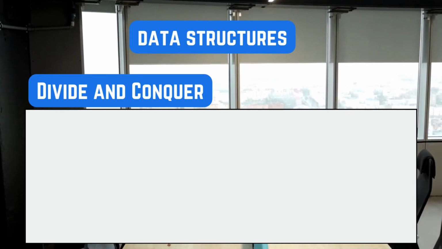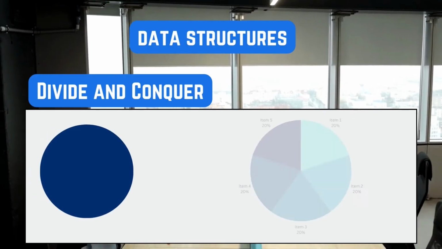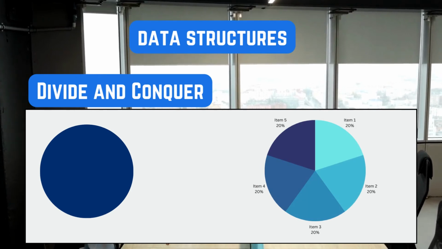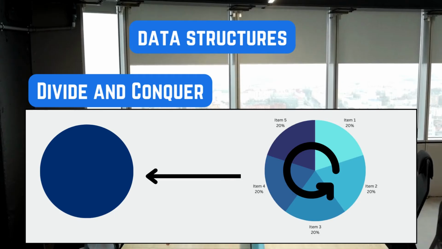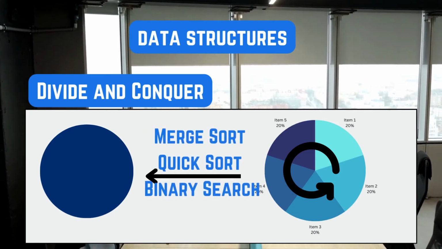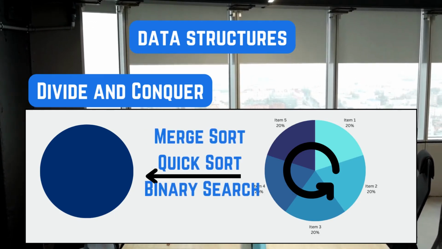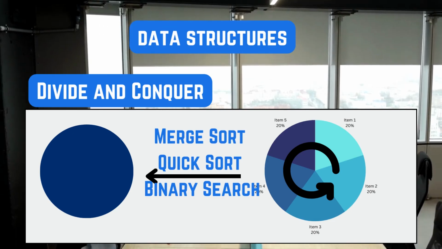Divide and conquer is a technique that divides a problem into smaller subproblems, solves them individually, and then combines the solutions to solve the original problem. It is often used in algorithms such as merge sort, quick sort, and binary search.